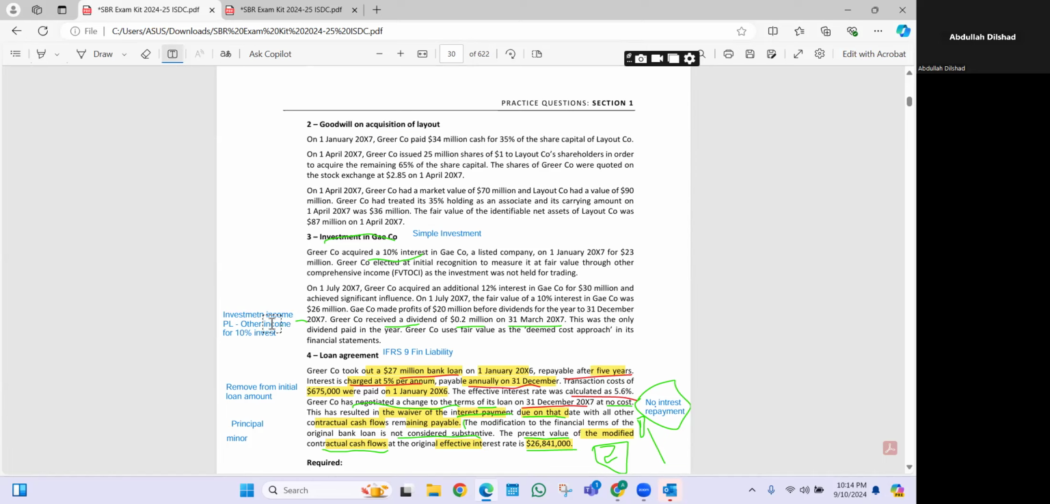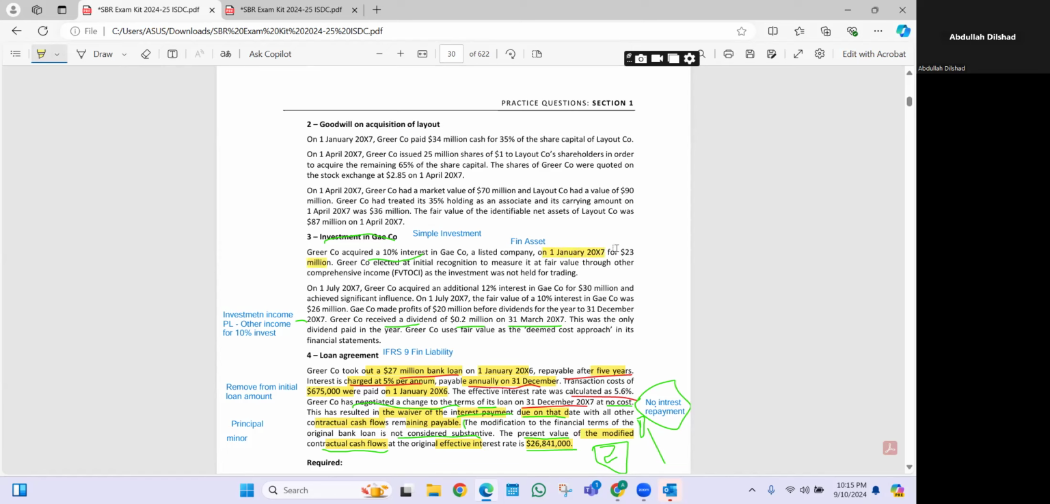Since you know this 10% is a simple investment, it's a financial asset. If it's a financial asset, we have three ways of measuring it: FVOCI, FVTPL, and the amortized cost method. We have three methods. Okay, let me read on. He has invested on 1st January for 23 million.